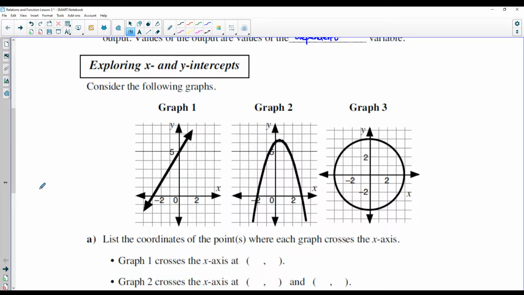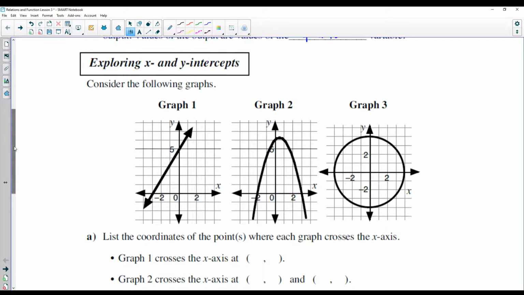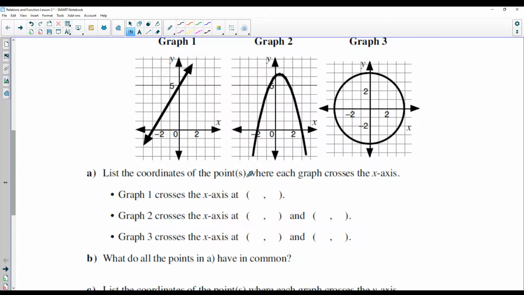So we have three graphs, graph 1, graph 2, graph 3. They all have different types of shapes to them. And what I want to do is look at these graphs and identify, list the coordinates of the points where each graph crosses the x-axis. Okay, so the x-axis is the horizontal axis.